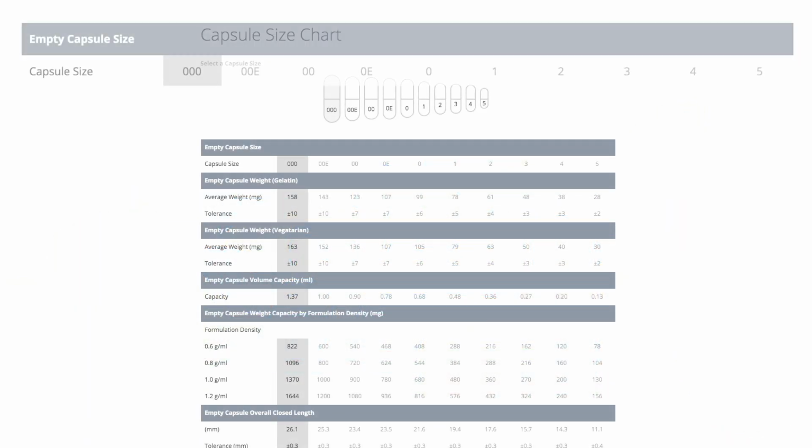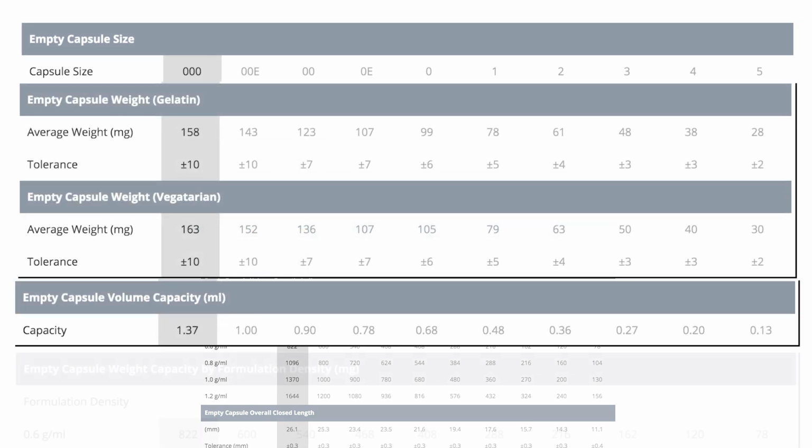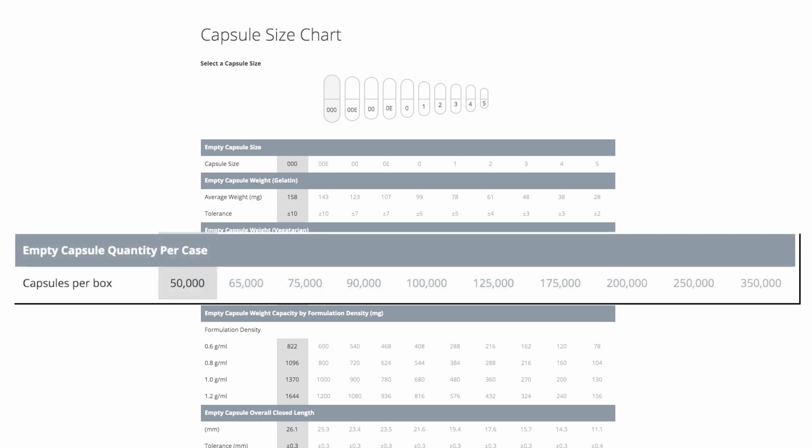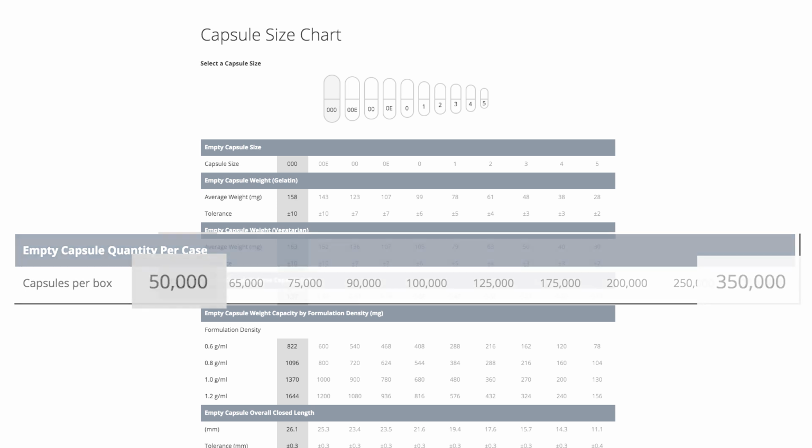As well as having the sizes, capsule weights, volume capacity and formulation density, the capsule size chart will also show you the standard capsules per case you'll receive, which has a massive difference depending on the size of the capsule you're working with, from a 000 at 50,000 capsules per case to a size 5 at 350,000 capsules per case.